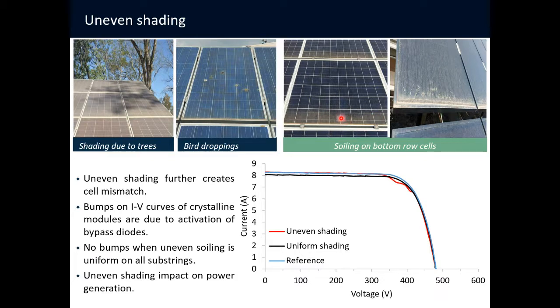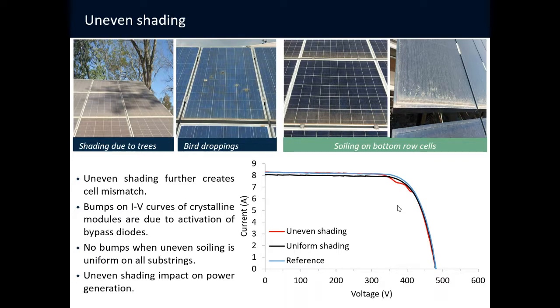of cells in a module, it also causes a drop in ISC, but the IV curve does not show any bump, because those shaded substrings will be producing equal currents, so there will be no current mismatch.